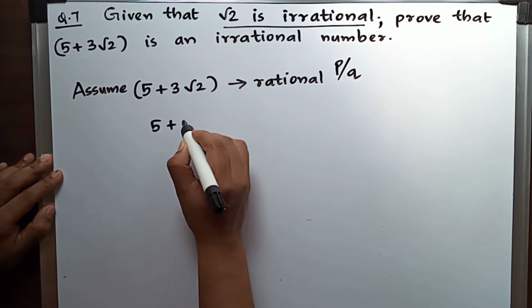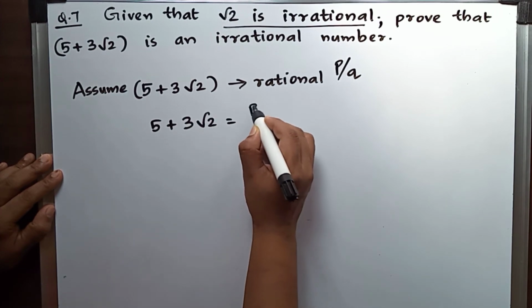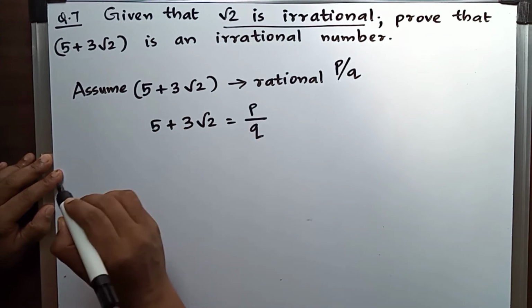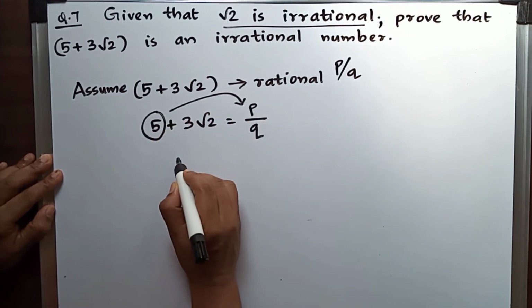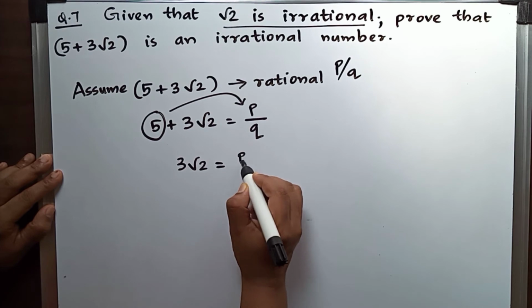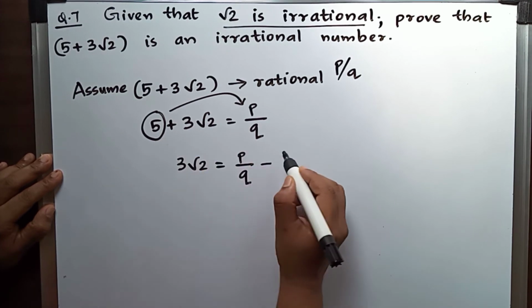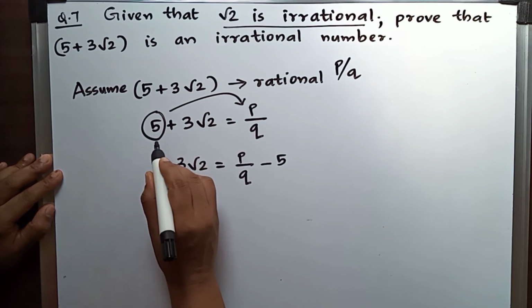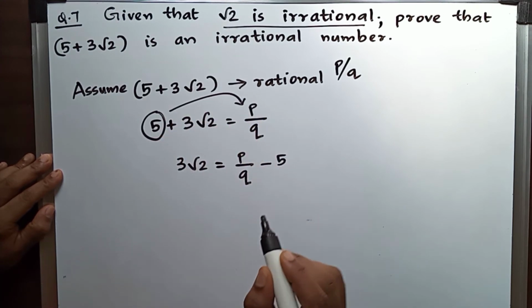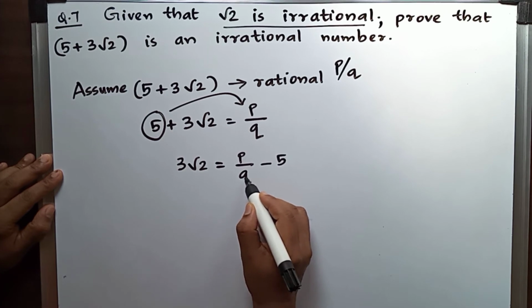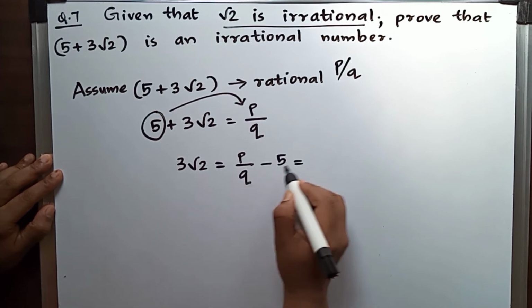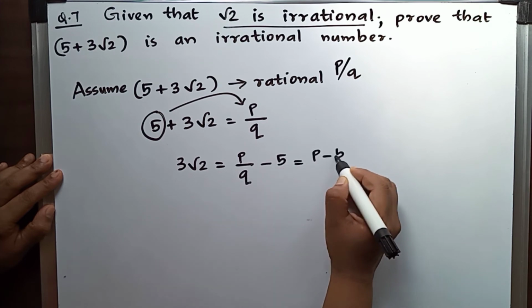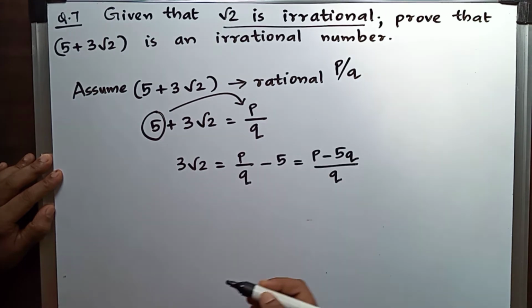Now I will write this as equal to P by Q, because we have assumed that this is rational. Now I am taking this 5 to the other side. So 3 root 2 is equal to P by Q minus 5. See here 5 is positive. When we take it to the other side, it will become negative. Now I am going to take this Q, that means cross multiplication, to make the common denominator. See, this is (P minus 5Q) divided by Q.